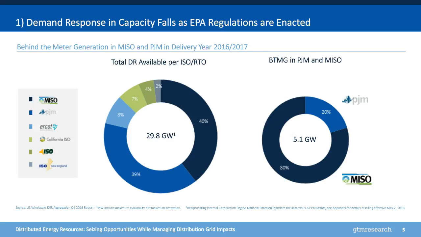One thing we have seen that's particularly interesting is most of the drop this delivery year in the amount of available resources is due to reciprocating internal combustion engine EPA regulations that have removed much of the potential for diesel backup generation to be a big part of that behind-the-meter generation, that 5 gigawatts and what was over 6 gigawatts of behind-the-meter generation in PJM and MISO specifically. And we've seen actually a drop of over 1.5 gigawatts of resources in that area.